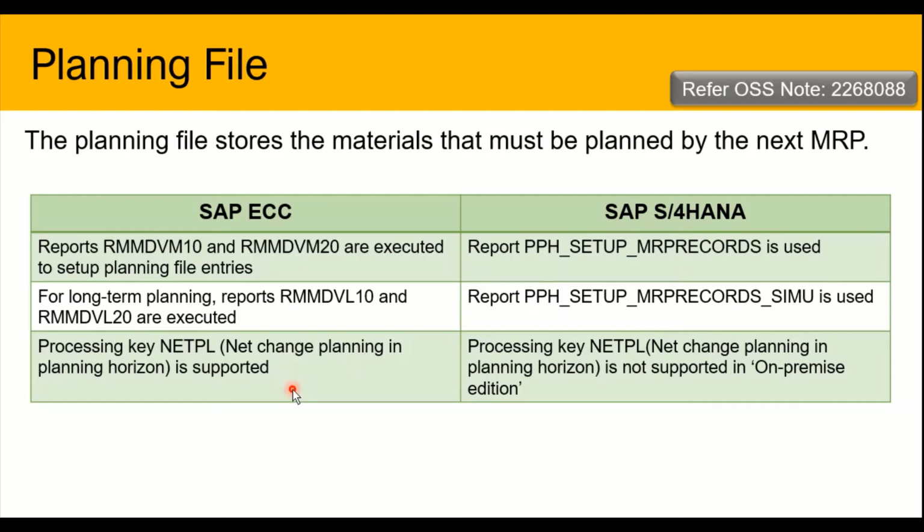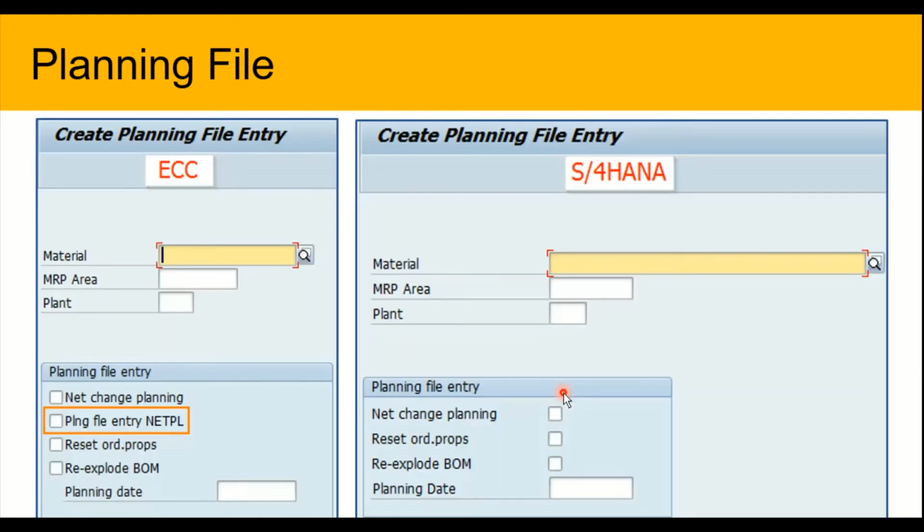The net change planning in the planning horizon is basically supported in the ECC system. But in the SAP S/4HANA, the net change planning in planning horizon is not actually supported in the on-premise edition. So in this slide, we can see the screenshots comparing these two systems. In ECC, we can see that while creating a planning file entry, you can basically choose whether the planning file entry should be part of NETPL or it should be part of NETCH. But in case of S/4HANA, we do not have the option to choose the NETPL, but we only have the option for the net change planning.